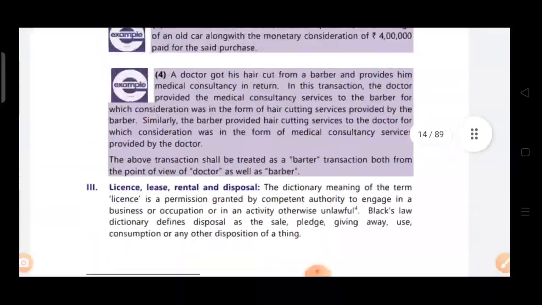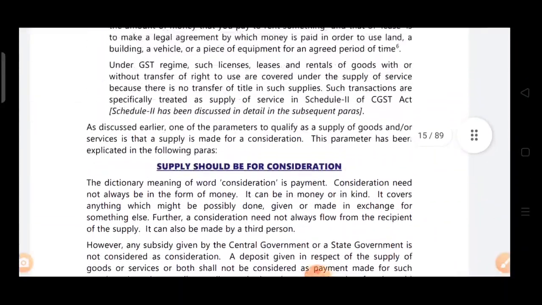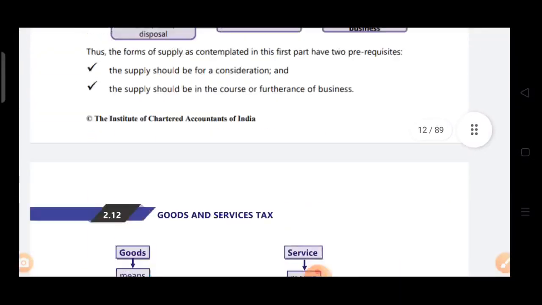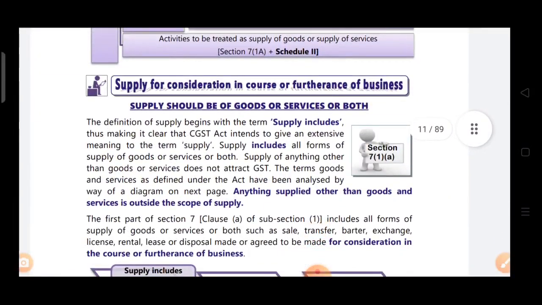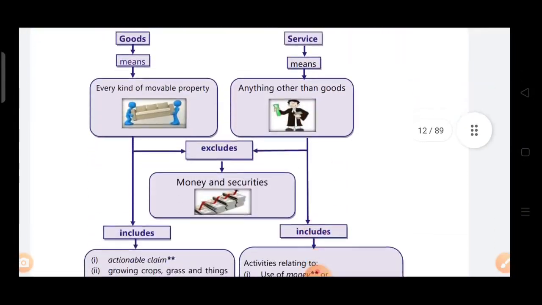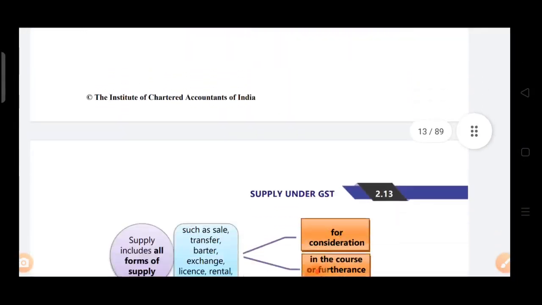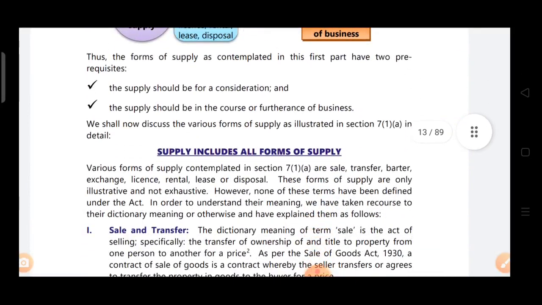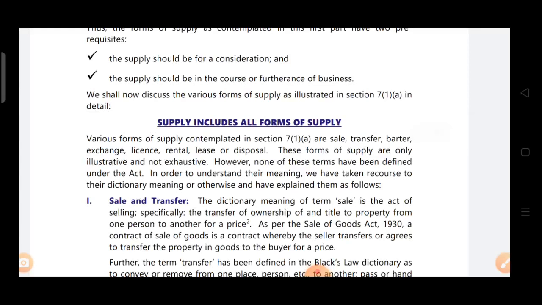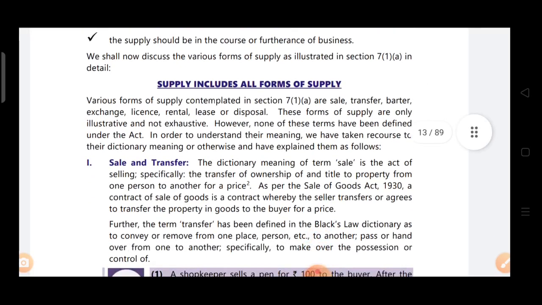Okay, so just now we have completed the first parameter. I hope there is no confusion at all. See, the first parameter begins from here: supply should be of goods or services or both. This we have read. There is nothing much difficult. So this first parameter is ending over here. Now in the first parameter only, they are discussing these terms sale, transfer, all. So the first parameter is continuing only.